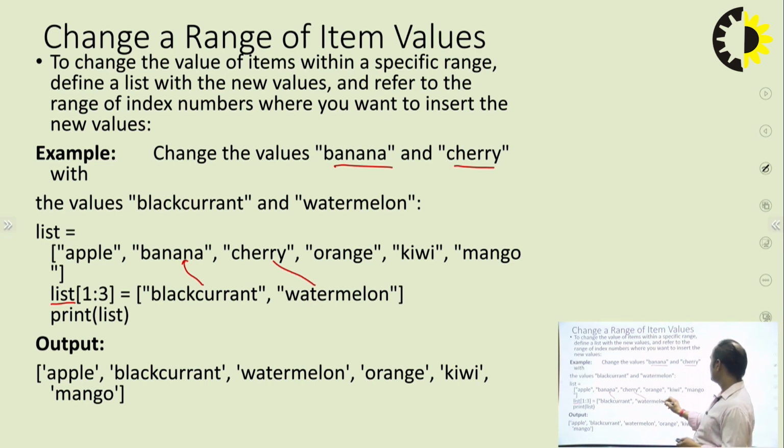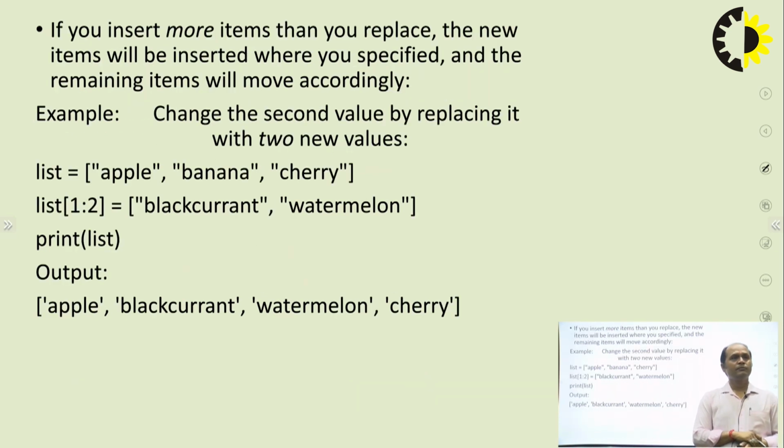Watermelon can be replaced by the cherry and banana will be replaced by the black currant. So we can use the range function to change the value of a particular range. If you insert more items than you replace, the new items will be inserted where you specified and the remaining items will move accordingly.